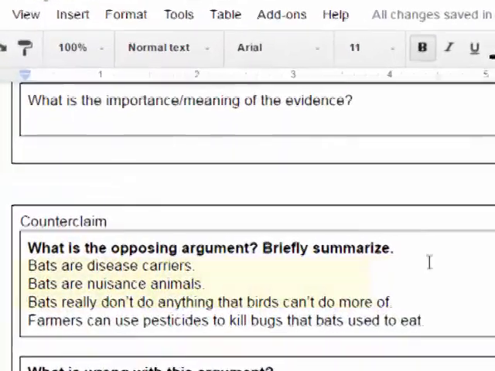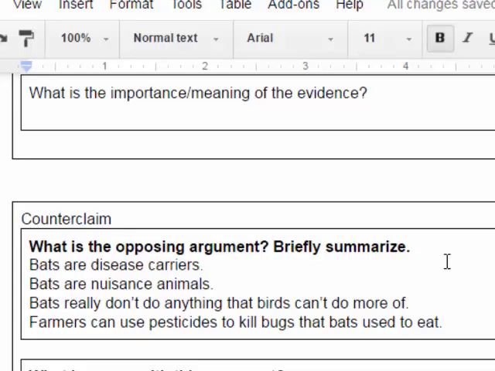So taking a look at my model, again, you can write in brief sentences, you can write really long, it's up to you. But I wrote bats are disease carriers. Okay, that's what the other side would say. Bats are nuisance animals. Okay, they always get into our house. Fine. Bats really don't do anything that birds can't do more of. Sure. Farmers can use pesticides to kill bugs that bats used to eat. Okay, great. So those are the other arguments.